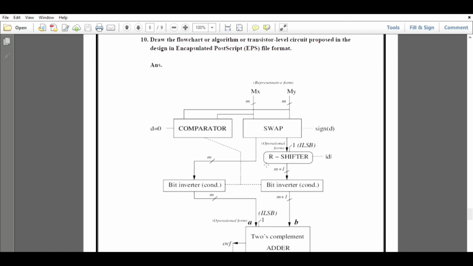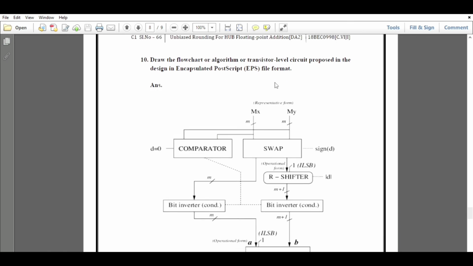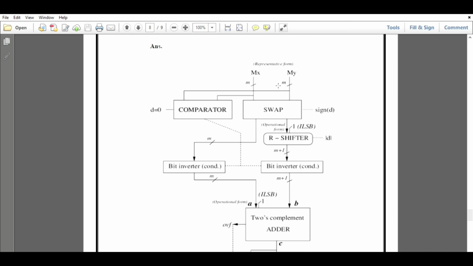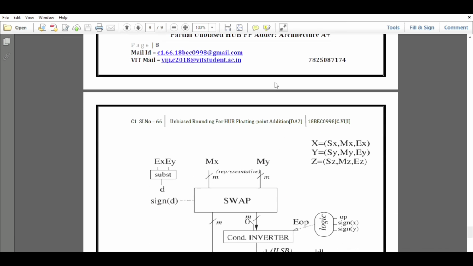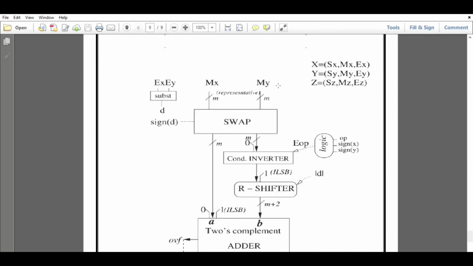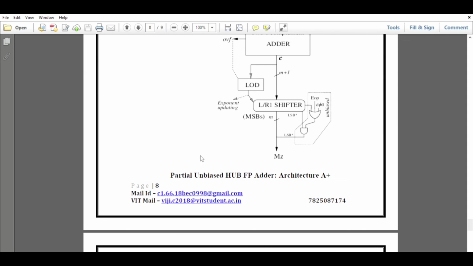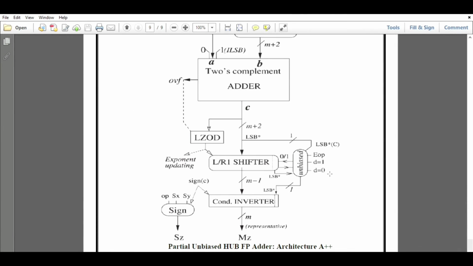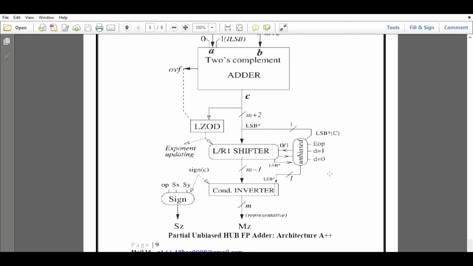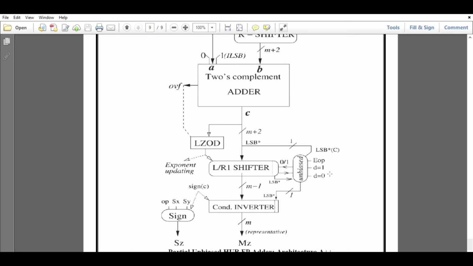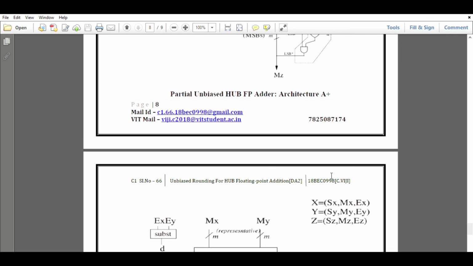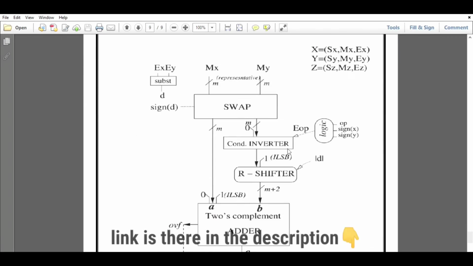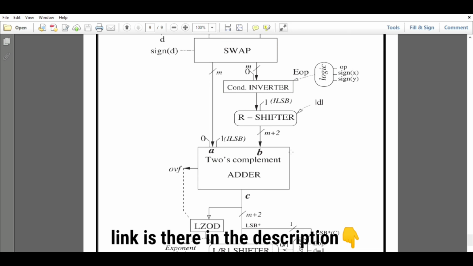These are the flowcharts of the algorithm and the transistor level circuit proposed in this design, as we have discussed in the previous session. So this is the partial unbiased HUB floating point adder A++, and this is the partial unbiased HUB floating point adder architecture A++, as we have discussed before. I have drawn this diagram using draw.io.